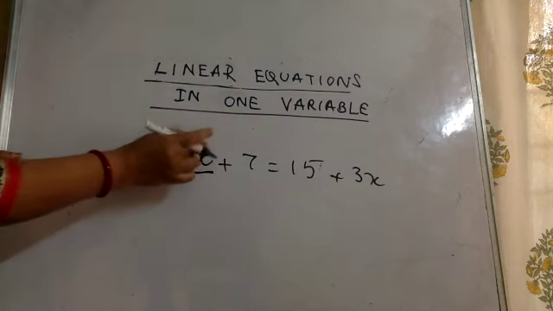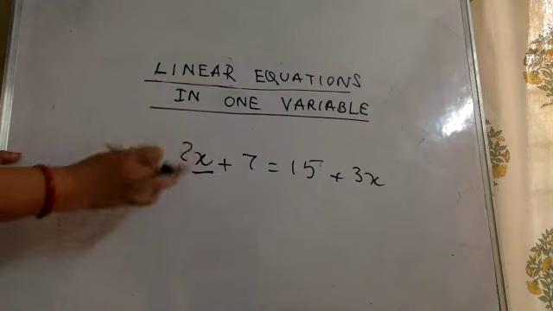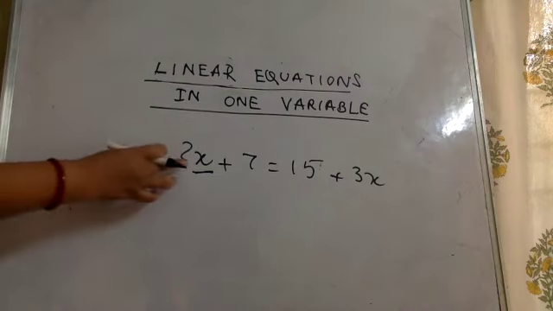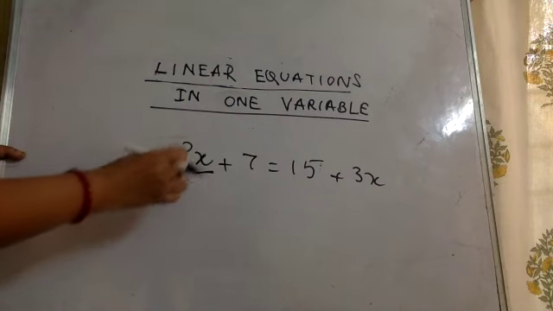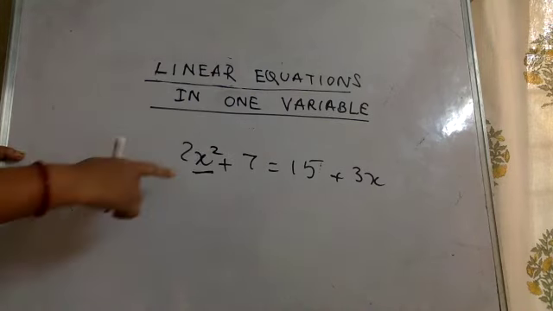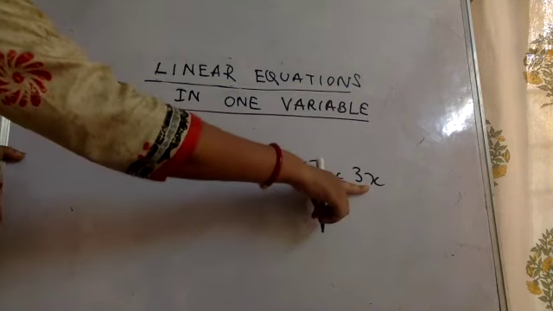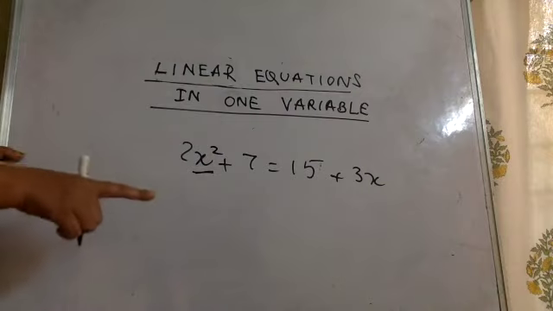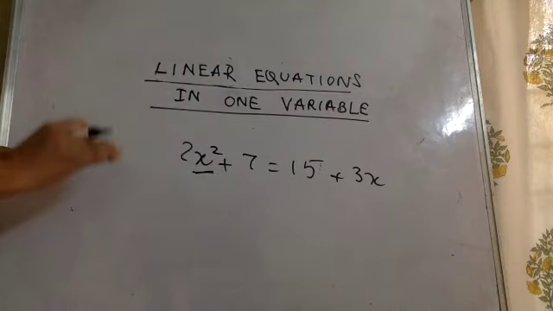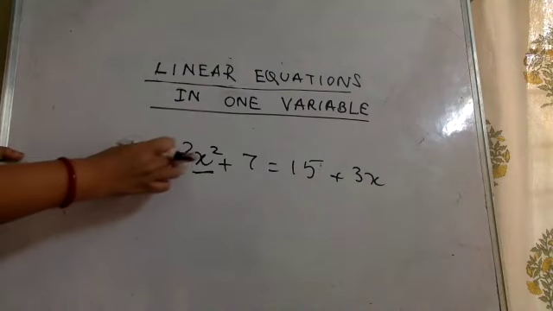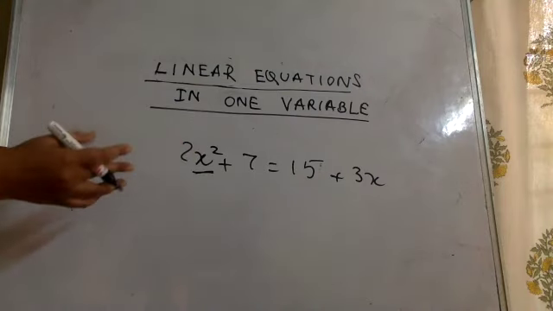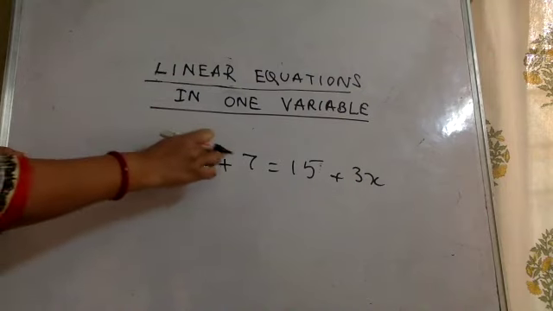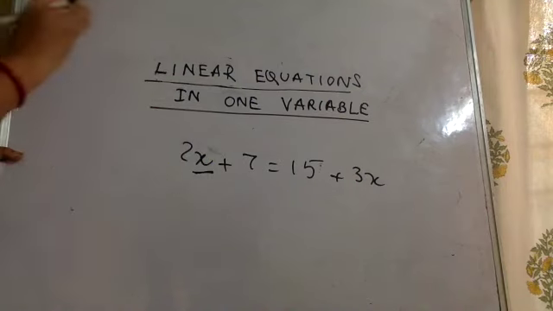That means here nothing will be written, and nothing written means the power is 1. If supposing a 2 is written as the power, even if in just one of the places where we have an x there is a power 2, then this equation is no longer a linear equation, it becomes a quadratic equation. You can even have a power 3 or a power 4. Those will be categorized as different types of equations. So linear equations are the ones which have a power 1 for the unknown variable.